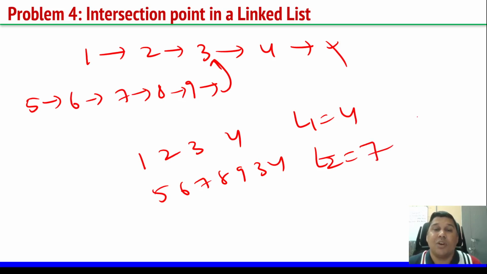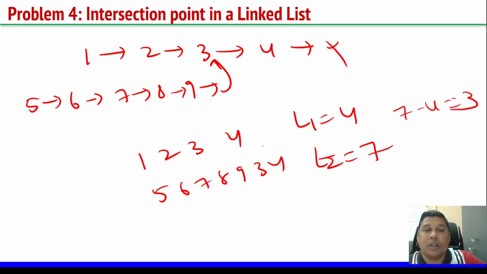L2 is 7. Where is the meeting point here? How do you find out the meeting point here? You have to find out the difference between both the lists. What is the offset difference here? 7 and 4 difference will be 3. Right. So in this case, what you have to do? 9 is pointing to 3.